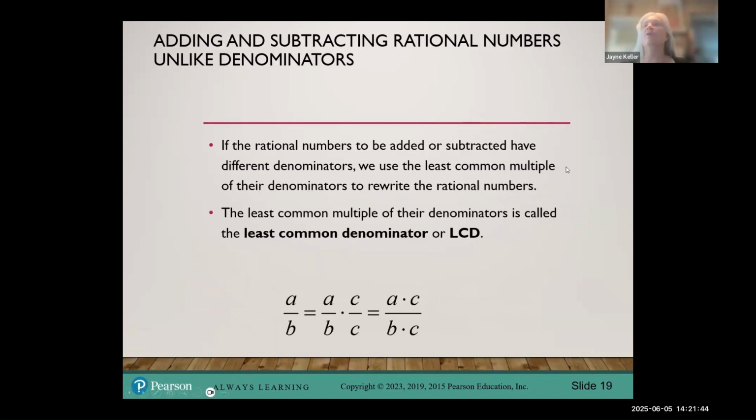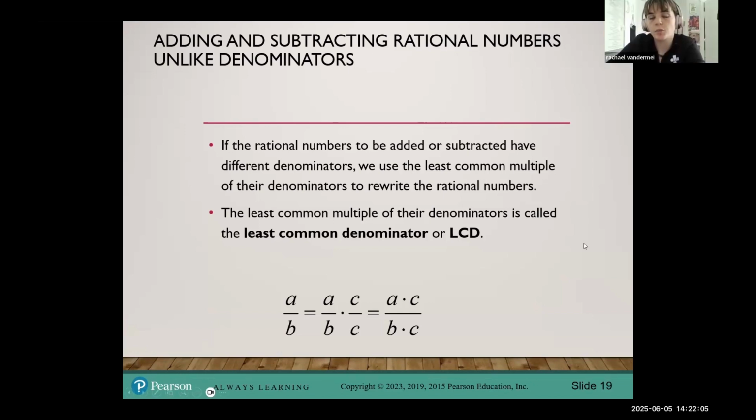Back to here. So when we have different denominators and we want to add or subtract, we're just going to get a common denominator. And remember, we don't have to do this to multiply. Sometimes people want to get a common denominator when they're multiplying. It's not wrong, but it introduces extra work that you don't need to do.